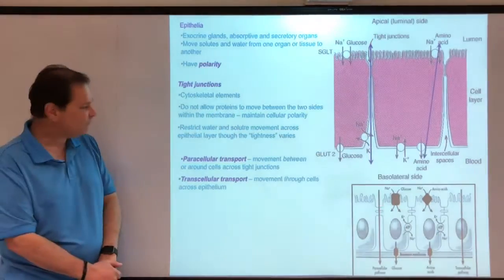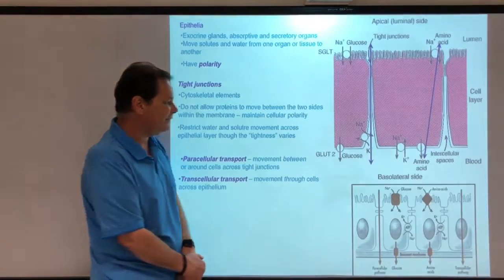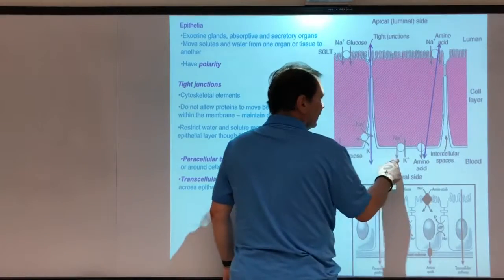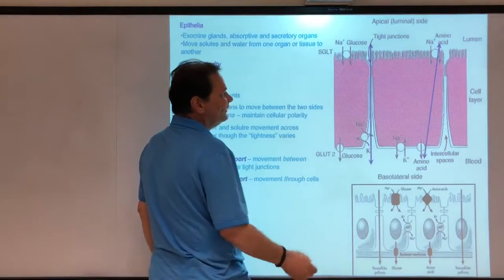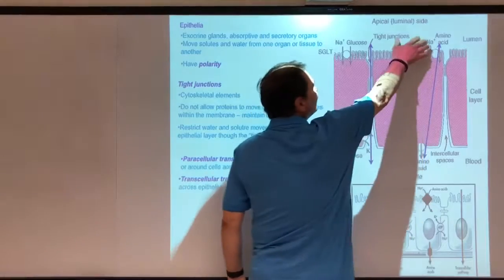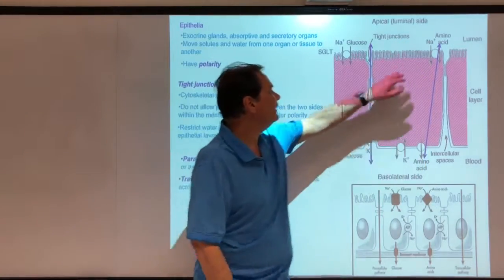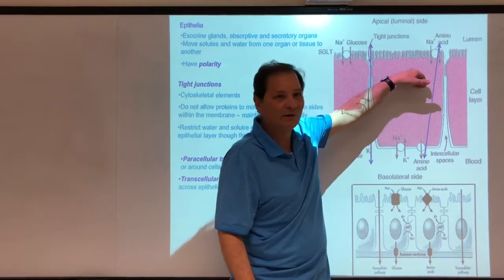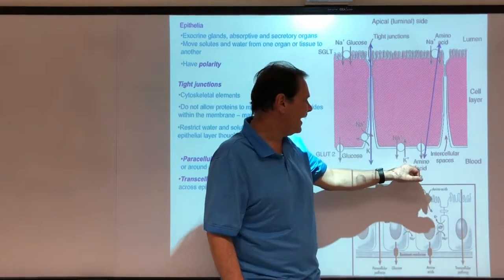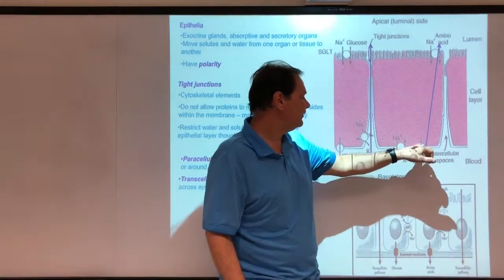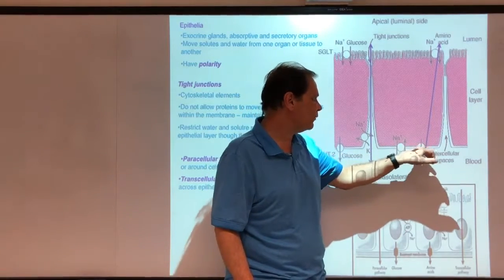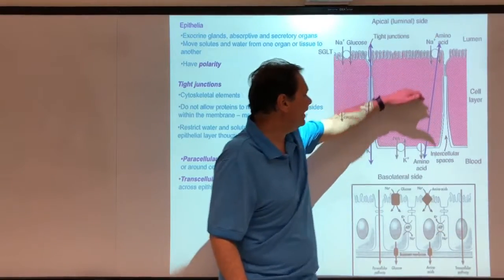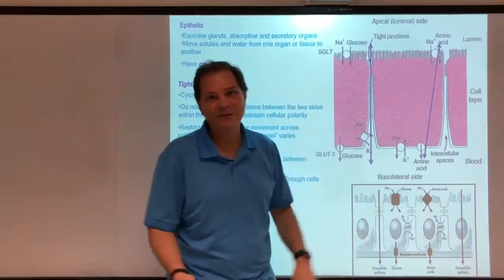And then there is transcellular transport, which, as the name implies, means transport through the cell. For instance, if you have an amino acid here in the lumen of your organ, the amino acid will be transported into the cell, in this case through a sodium amino acid co-transporter, and then out through a transporter in the basolateral membrane here. So this is transcellular because the amino acid is finding its way through the cell, not around the cell.